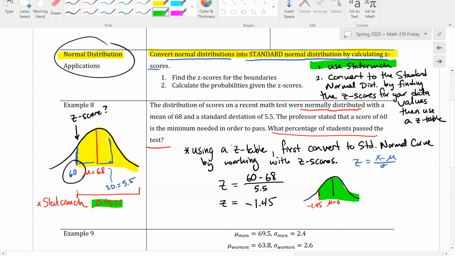Again, that's kind of a bummer because my z-tables don't tell me area to the right. They tell me area to the left. But if I find that, I know the whole thing is 100%, so I could subtract that out. So let's find the area here, according to my z-table.